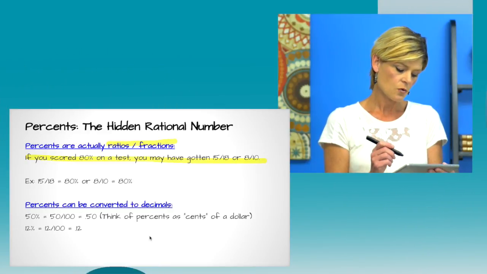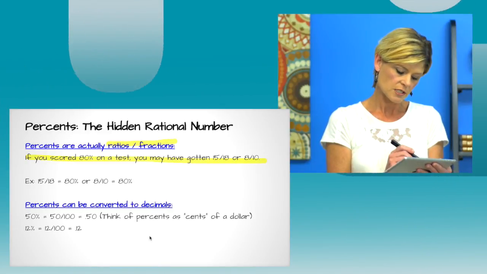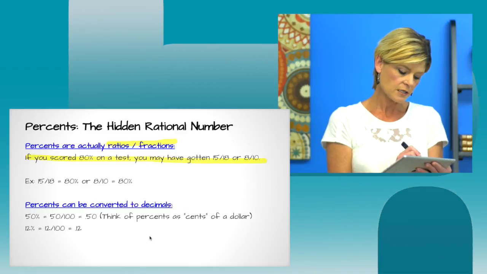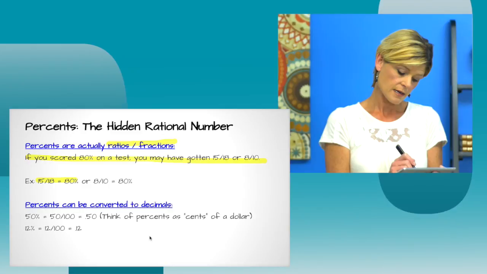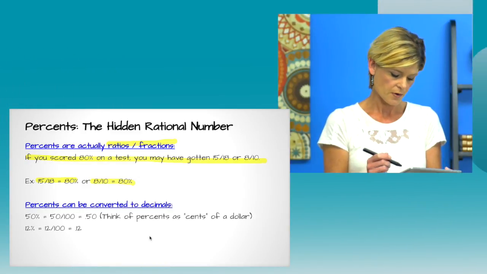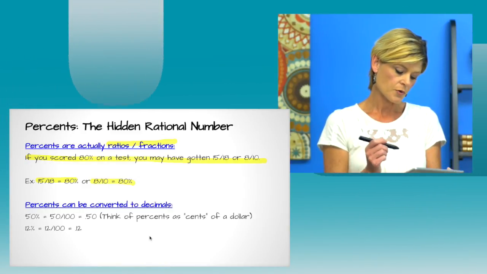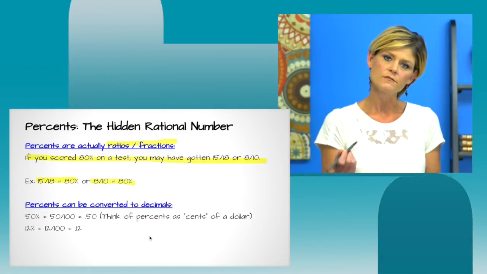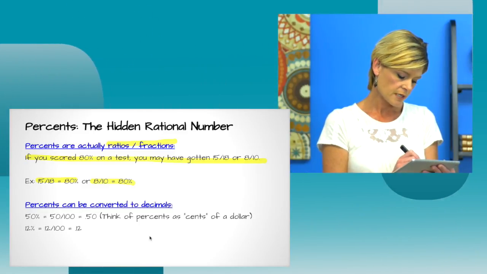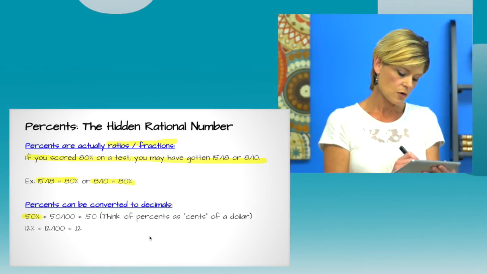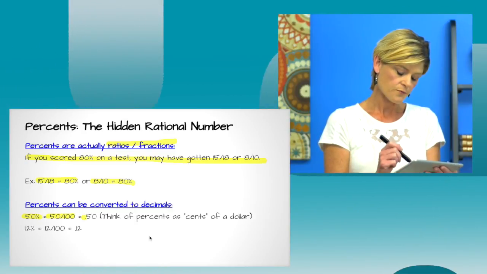Okay, and let's show how that can turn into 80%. 15 out of 18 is 80%, and in the same way, 8 out of 10 is 80%. Also important to remember that percents can be converted to decimals, like we talked about in our last video. 50% means 50 over 100, or 0.50.